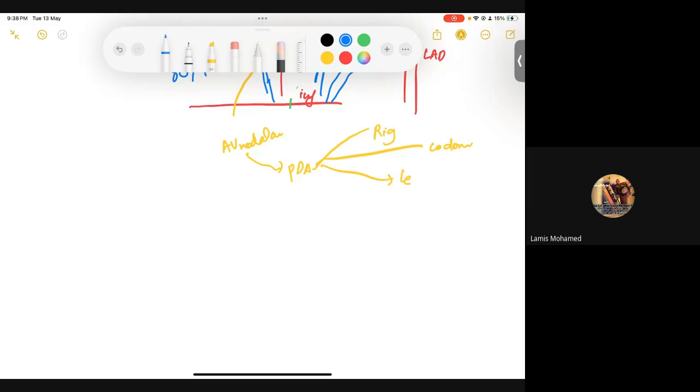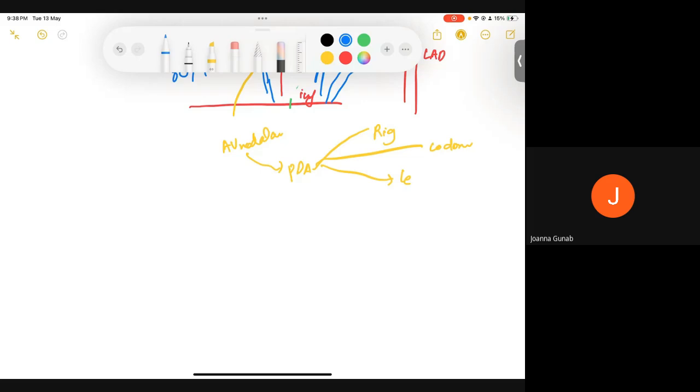Sure. With regards to the right and left coronary artery giving off their branches, we are saying that the left anterior descending artery supplies, does it supply just the anterior surface of the left ventricle, or does it supply the anterior surface of the entire heart?